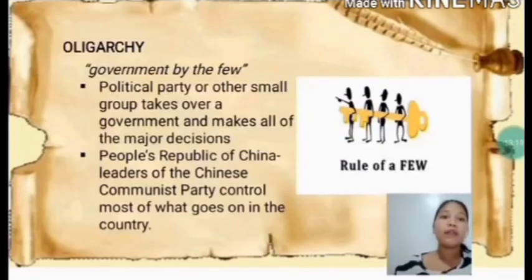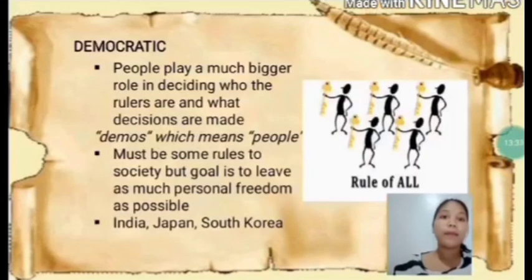Oligarchy, government ruled by the few. A political party or other small group takes over a government and makes all of the major decisions. In the People's Republic of China, leaders of the Chinese Communist Party control most of what goes on in the country.